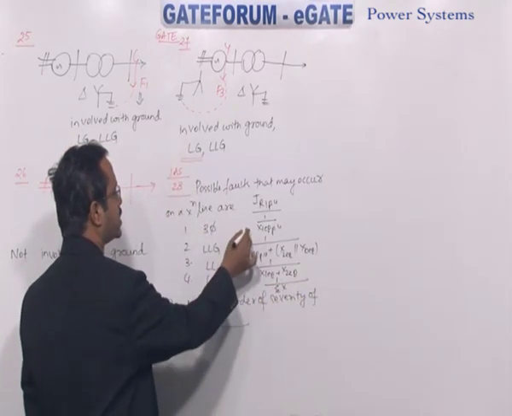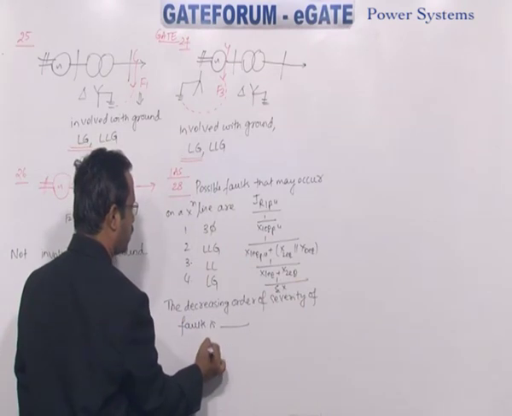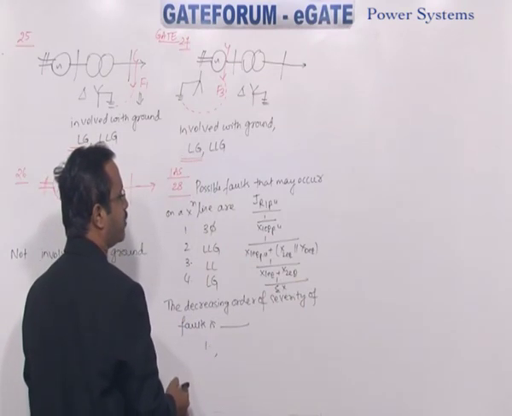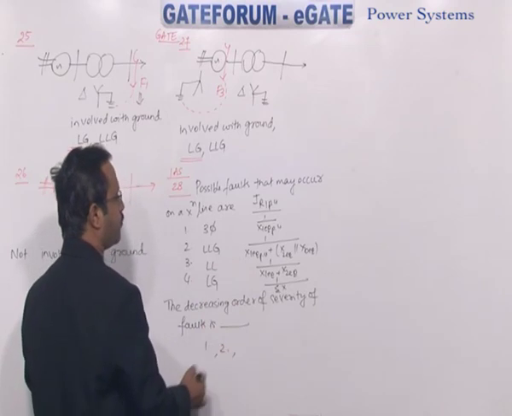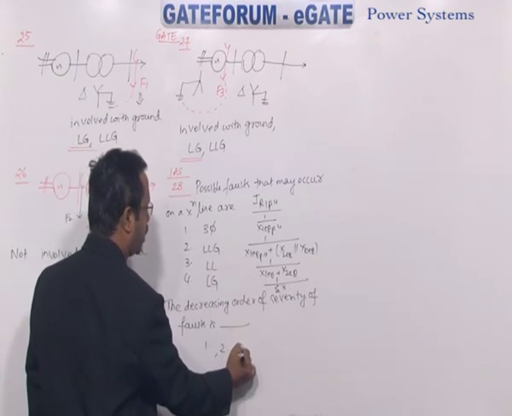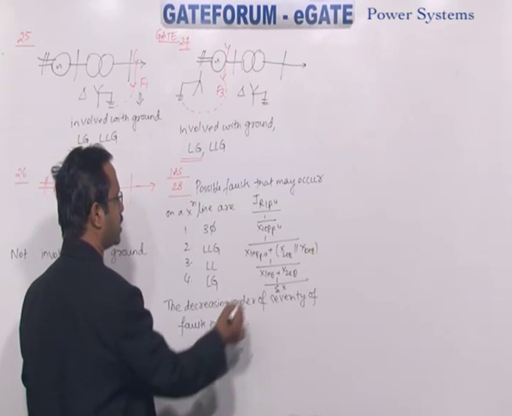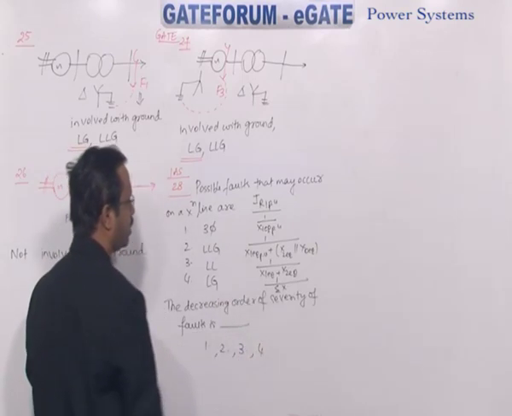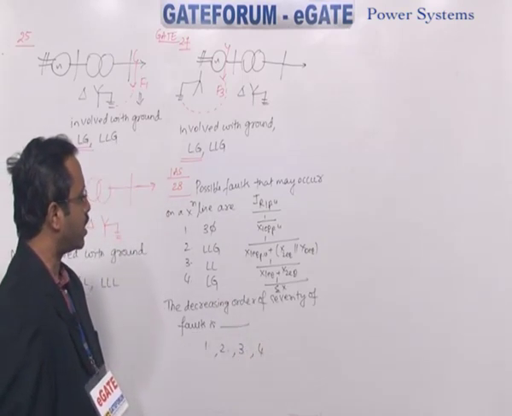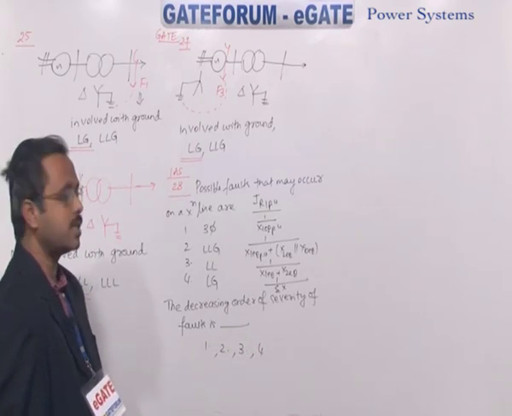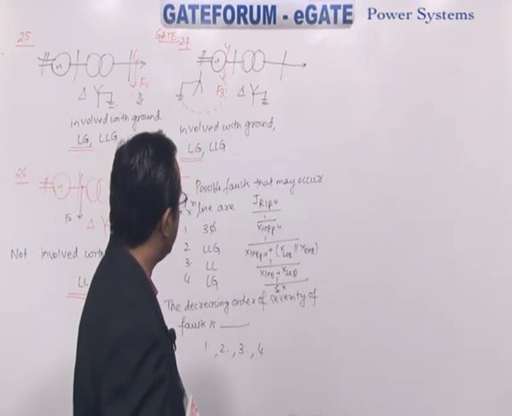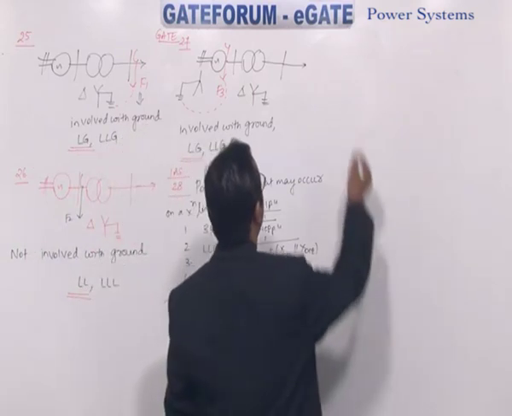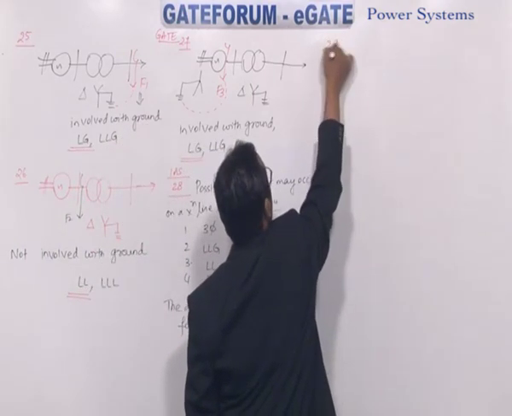So where is the reactance less? For the 3-phase fault. Further less for LLG fault. Further less for LL fault. Further it is less for LG fault. So the decreasing order of severity of faults is 1, 2, 3, 4. That is the decreasing order of the severity of faults here.